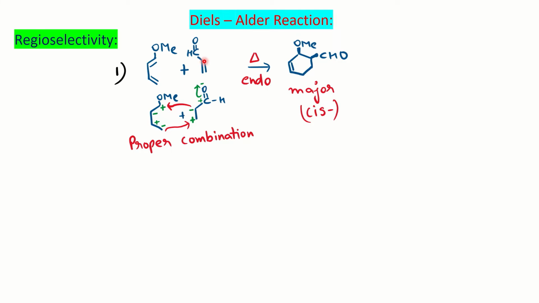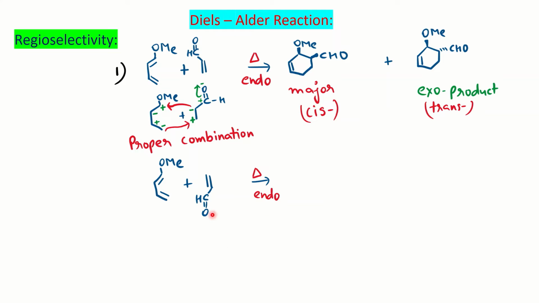You could have thought of this CHO, you can write on the other side, right? So we will see that also on the other side. But before that, this is an exo product where you imagine the CHO is below the plane. Okay, so this is going to be the exo approach, and it is a minor product which we call trans.